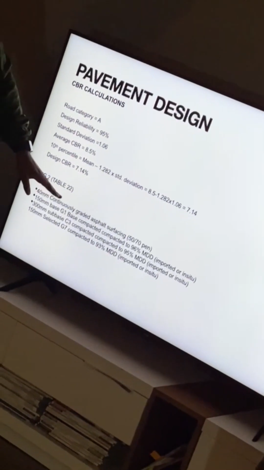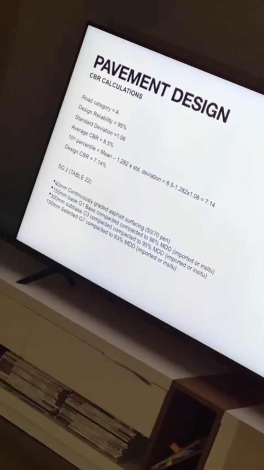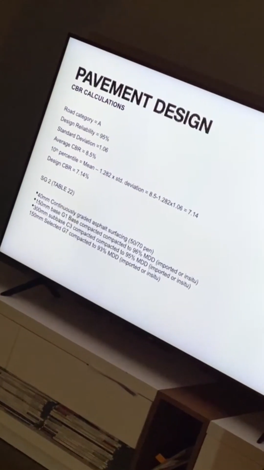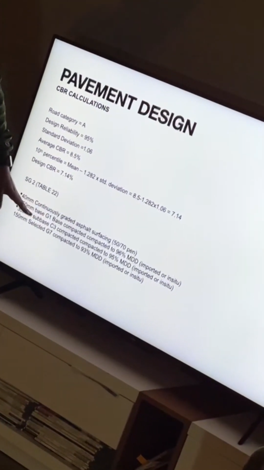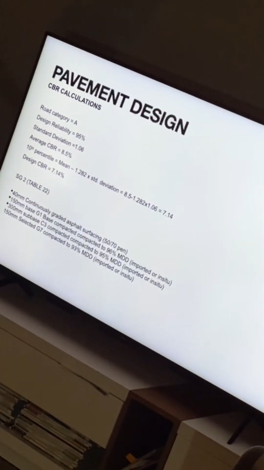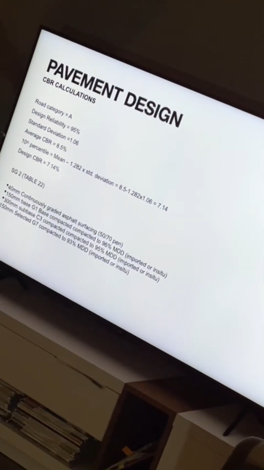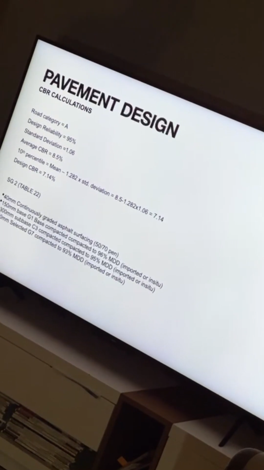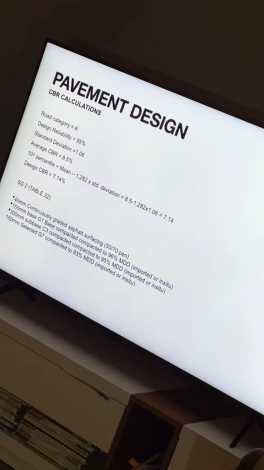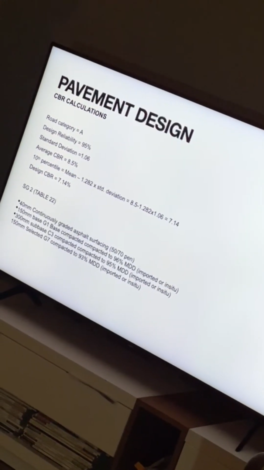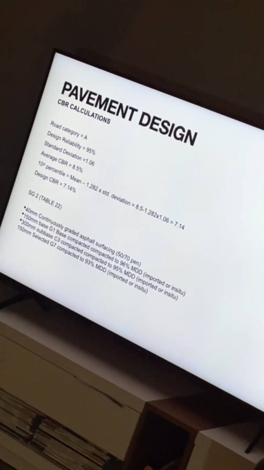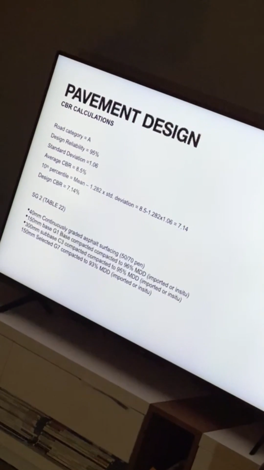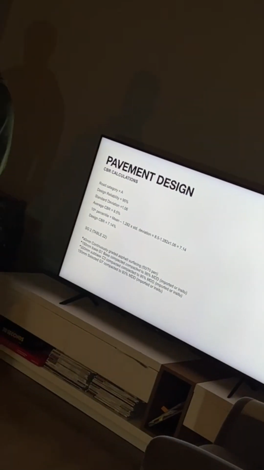150 millimeters G1 base, compacted to 98% Mod AASHTO, will be imported. 300 millimeters C3, which is a cement stabilized layer, will be compacted to 95% Mod AASHTO. 150 millimeters of selected G7 for my selected layer, and will be compacted to 93% Mod AASHTO.